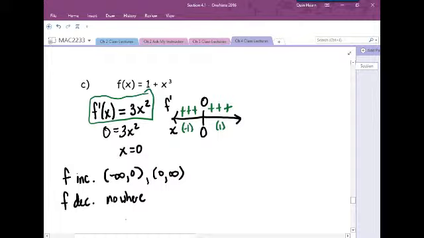Where is f decreasing? Where is the first derivative negative? Nowhere. That never happens.